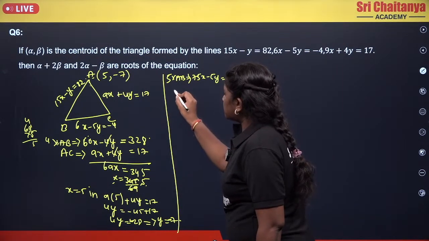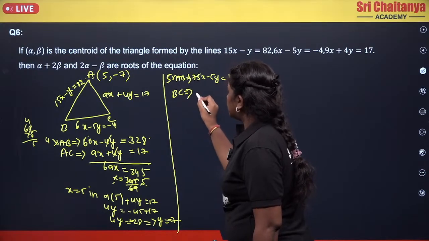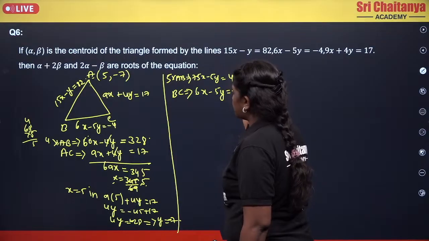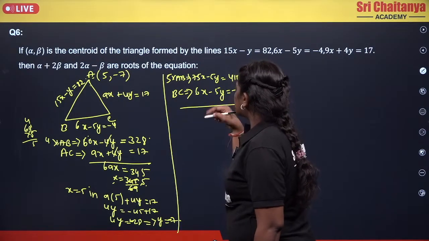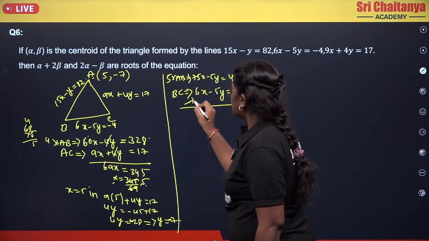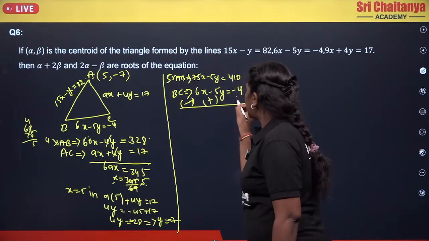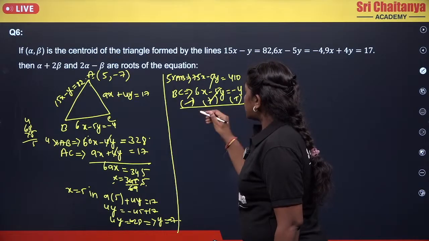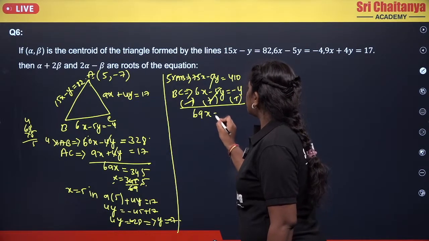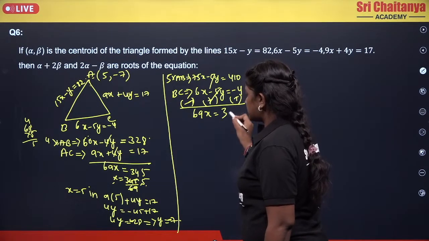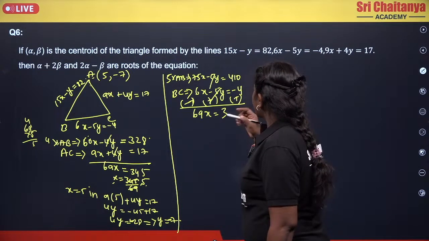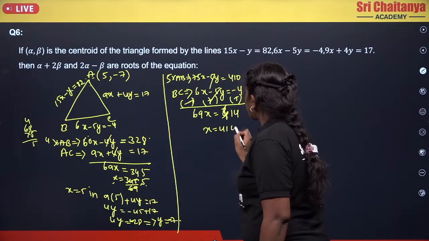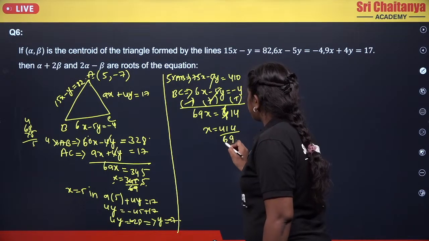So now moving to the next one, which is your BC. If you write it, you will have 6x minus 5y equals minus 4. Now just do the subtraction so that the signs will change. So here it will be minus, and here it will be plus, and here it will be plus. So 75 minus 6 becomes 69x, which equals 360 plus 54, that is 414. Now x equals 414 by 69.